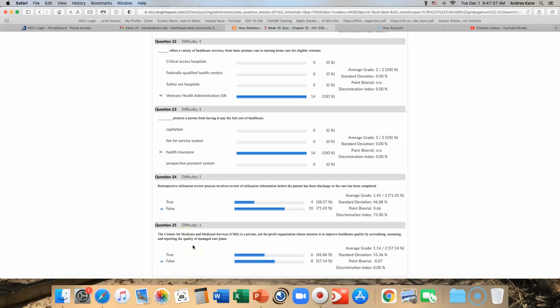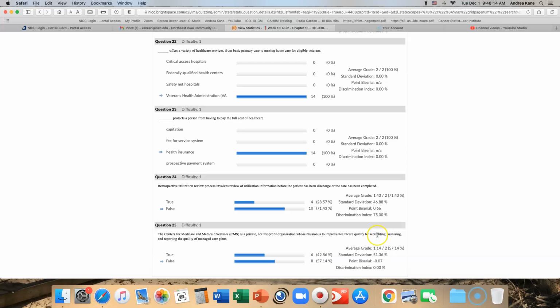Now down to this last one, 25. The Centers for CMS, or you can just say CMS, is a private, not-for-profit organization whose mission... Okay, right there, stop right there. Is CMS private, not-for-profit? Absolutely not. CMS is part of the government. They are public. They are not private. They are government. And they are absolutely not for profit. I mean, granted, they don't profit, but CMS is a government entity. They're not a private nonprofit organization.